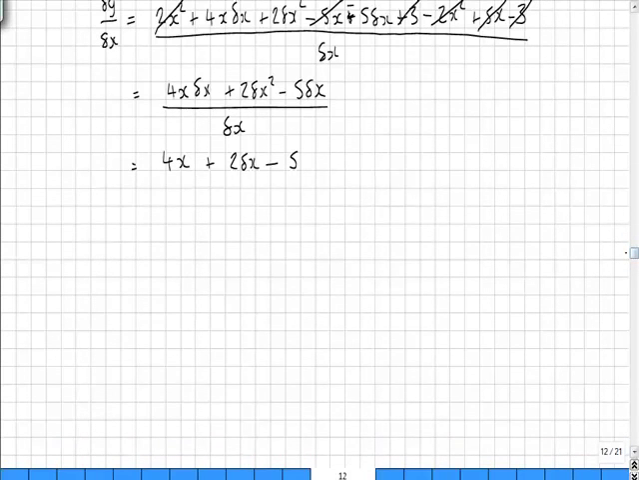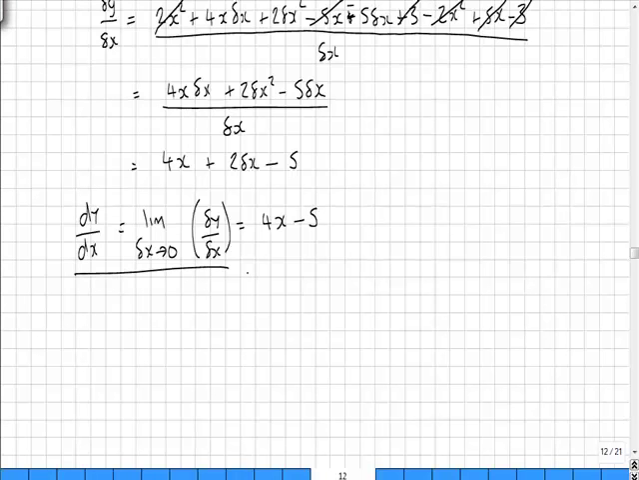Now, as I mentioned earlier, delta x was a generic movement across the x-axis, so what we could say now is dy by dx, as delta x approaches 0, our function therefore becomes 4x minus 5, because obviously the delta x effectively is going to become 0, so it plays no more part in that function. It's extremely important that you actually write this mathematical notation to show the examiner what you're talking about. Therefore, dy by dx is equal to 4x minus 5.